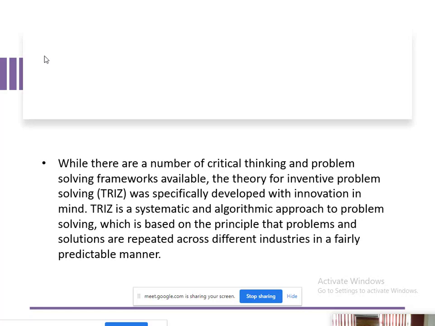So, theory for inventive problem solving. This has been specifically developed with respect to innovation. This is a process which has been developed for doing the job of innovation. It will give you a systematic and algorithmic approach so that the innovator can solve the problem.